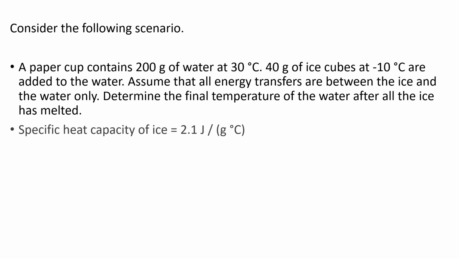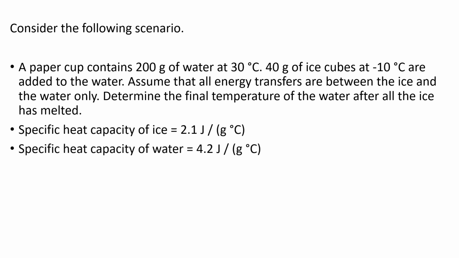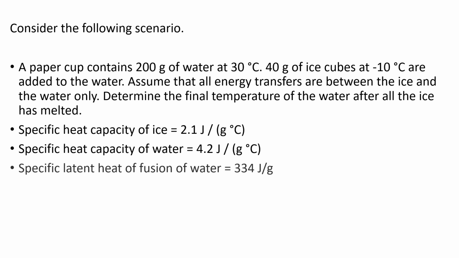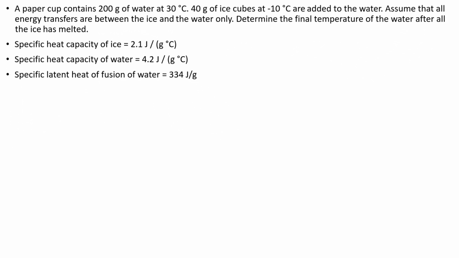Additionally, we are given the specific heat capacity of ice, the specific heat capacity of water and the specific latent heat of fusion of water. So how is energy transferred? We know that energy is transferred from higher temperature to lower temperature. That means energy has to be transferred from 30 degrees Celsius water to -10 degrees Celsius ice.